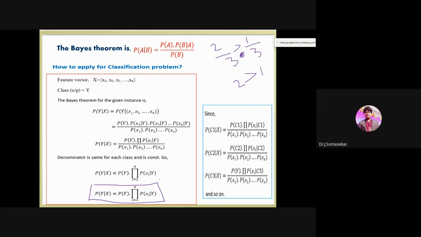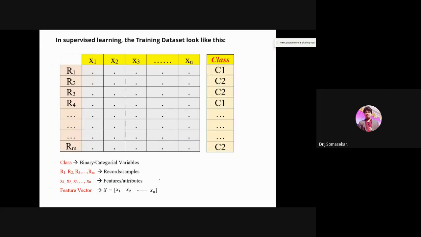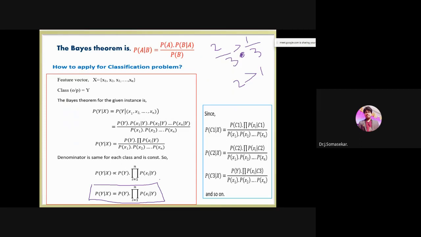Now we know what Bayes theorem is and how we are going to apply it to the data set. You can see the data set here. The data set for supervised learning looks like this: all the attributes followed by the class, which we can call the outcome. And this we are going to apply to our Bayes theorem. Finally, we got P of y given x. Y is nothing but the class we are looking for, and x is nothing but the features or attributes. The right-hand side we derived by using Bayes theorem.